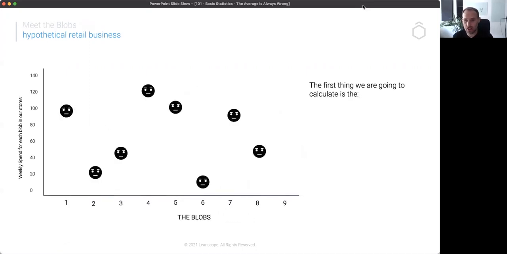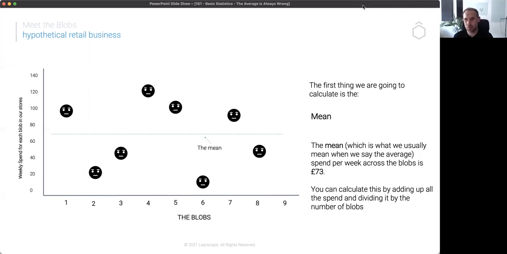Now, the first thing we tend to always want to know about, or want to calculate, when we think about this data is what we call the mean. Generally what we mean by the mean is what we call the average. So when we refer to the average, we're most likely referring to the mean. And you can see here, the mean against all these blobs on the screen is £73. So this means that the average amount these blobs spend within our stores on a weekly basis is £73.